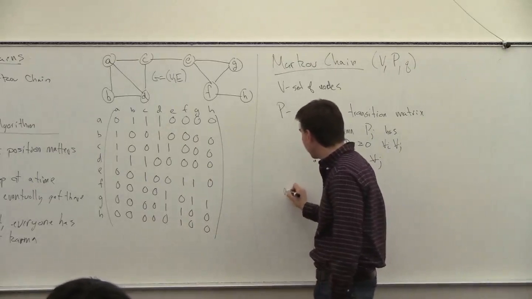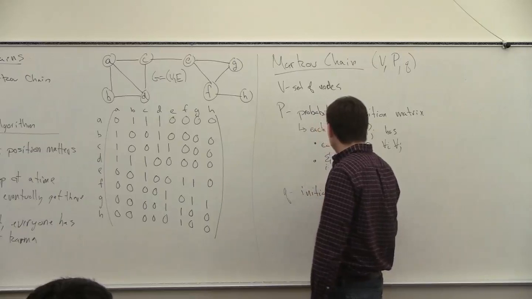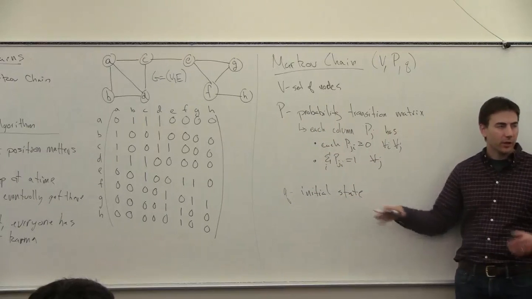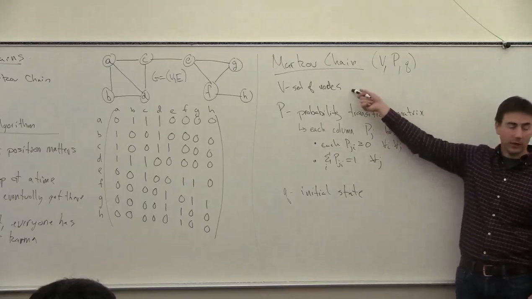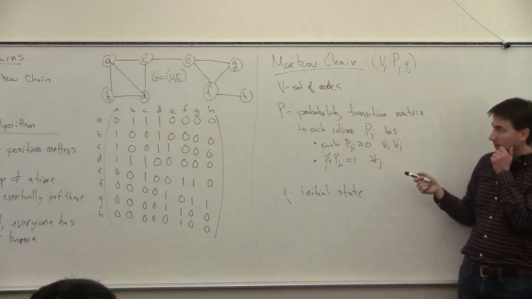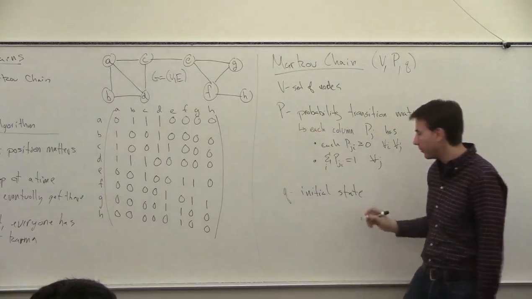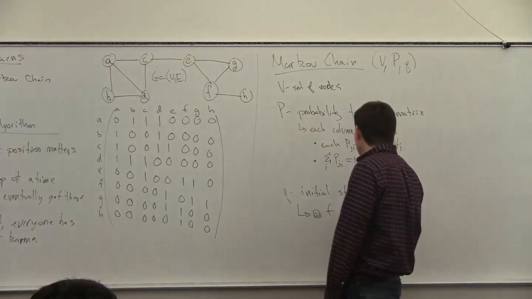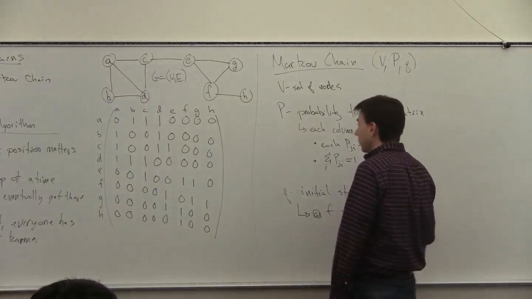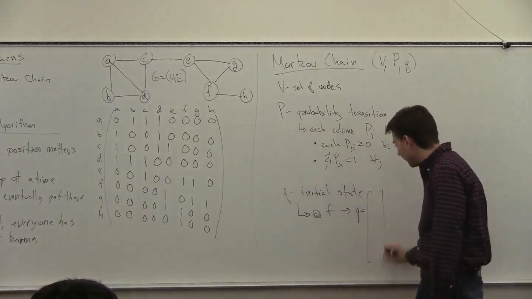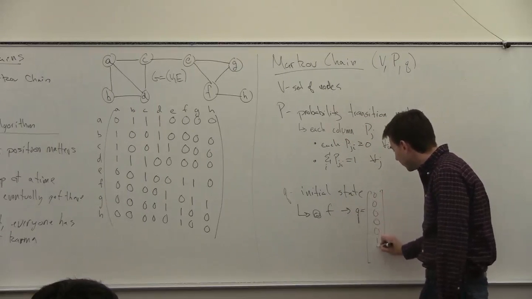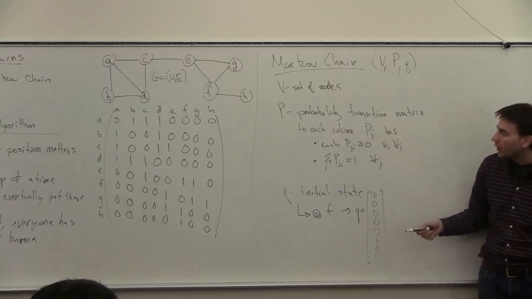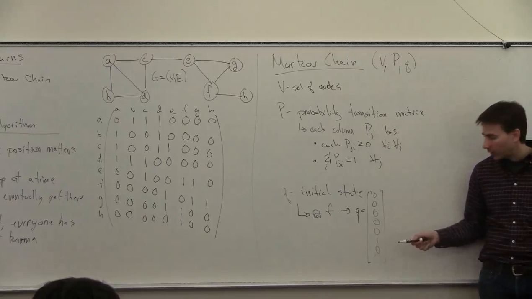So the final thing is Q, the initial state. Think of it as a starting point of where you are in the state space, in this V, this set of nodes. As an example, if we're at F, then Q is going to be equal to a vector where I say I'm at F, so I have a 1, which corresponds to the sixth element, and I have a 0 everywhere else. Okay?